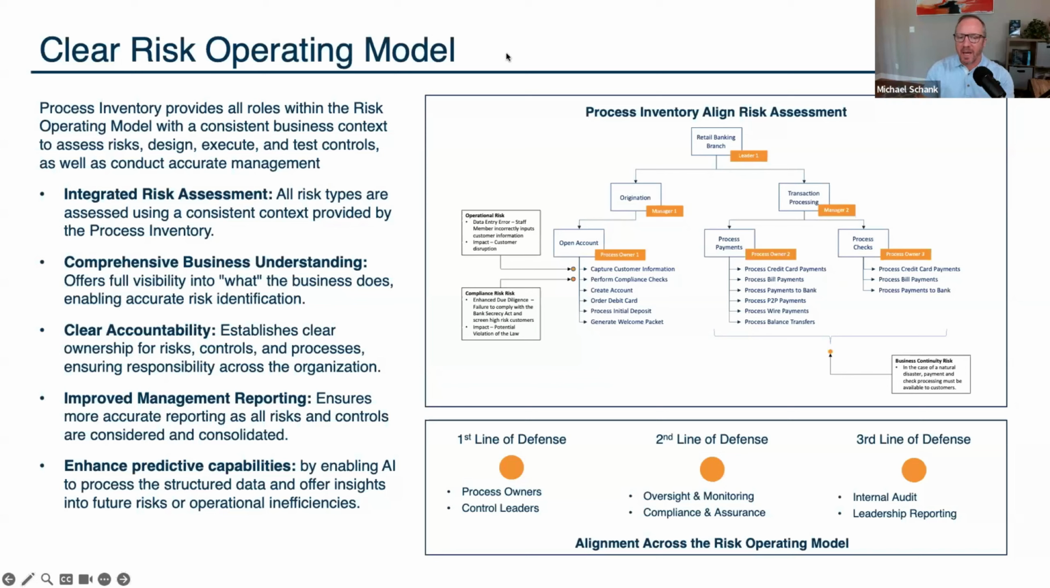And you can see I mapped an example of an ops risk and a compliance risk and where business continuity is important. That can get you to an integrated risk assessment where everyone's looking at the same view of what the business does, and then everything maps to accountability from a process ownership in the business and really helps you drive quality. It gets you that comprehensive business understanding. It gets you clear accountability.